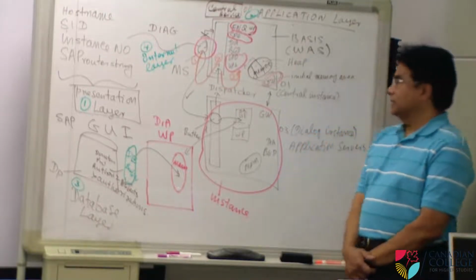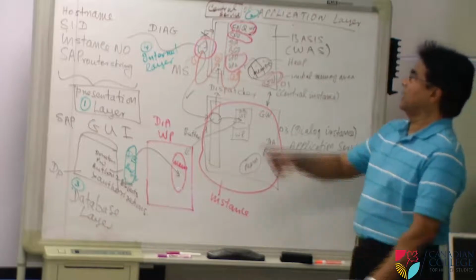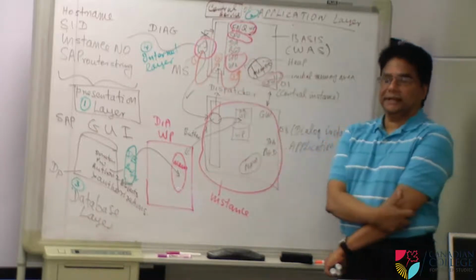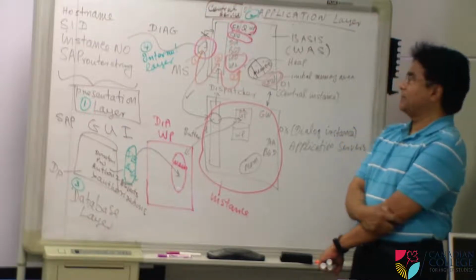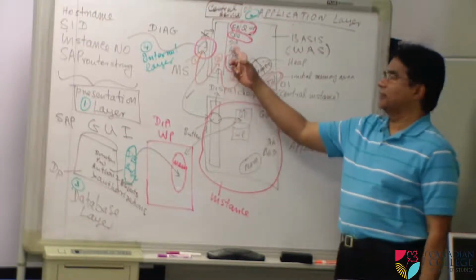You asked another question, whether we can increase the number of work processes. Of course, we can increase. So what is the maximum number of work processes I can have for dialogue?